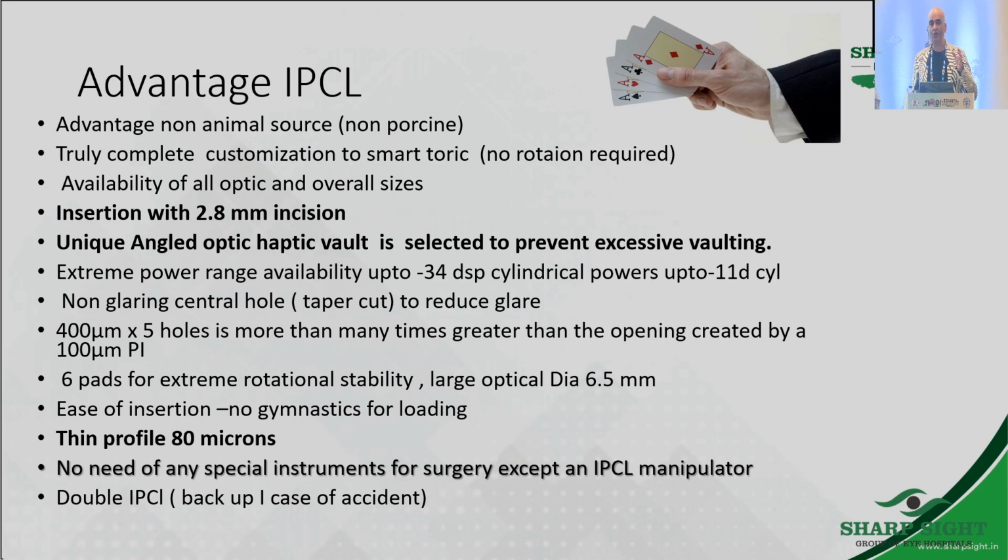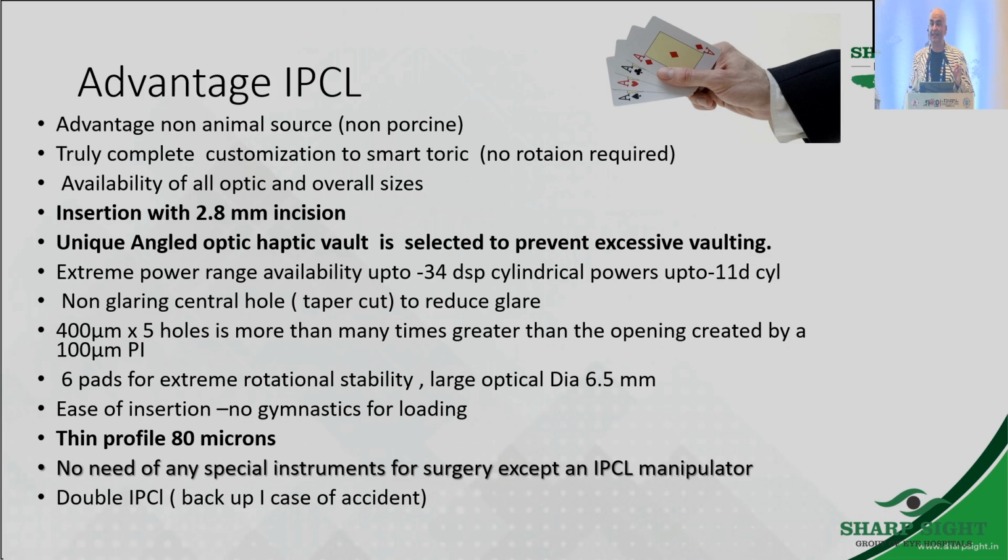There is a central hole, which is again a unique design, unlike the other lenses. It's a tapered central hole, which makes sure there's less diffraction and internal reflection. It does not give you as much glare as a normal central hole can give. It can be variable sized. I have used lenses up to 8.5 millimeter optic size, up to 14.5 millimeter of total diameter.